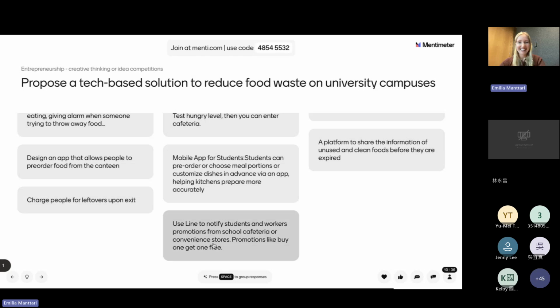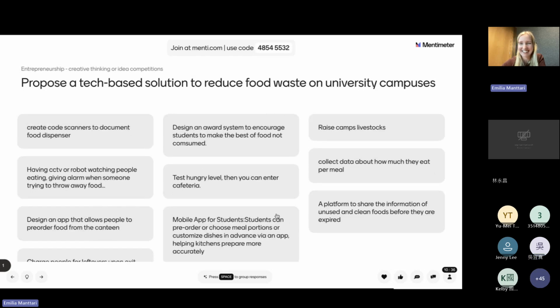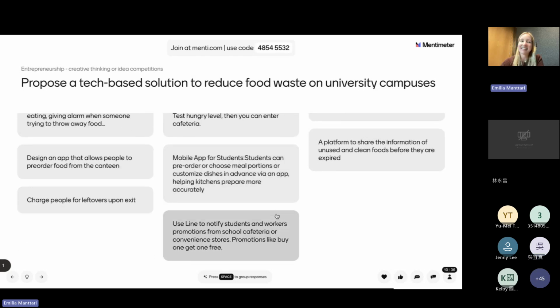Love that. Use Line to notify students and workers promotions from school, cafeteria, or convenience stores. Promotions like buy one, get one free. Perfect. Okay, we have a lot of different ideas here. But this way, again, you really spark that curiosity in your participants, and then everyone gets to share their different perspectives so we can also learn from each other.